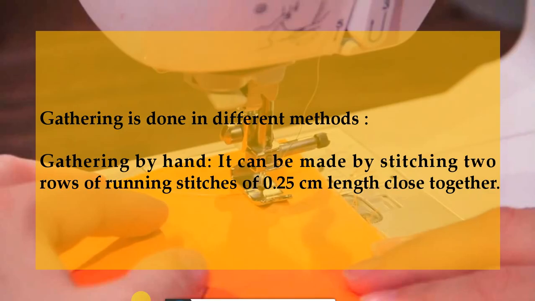Gathering is done in different methods. Gathering by hand, it can be made by stitching 2 rows of running stitches of 0.25 centimeters length close together.